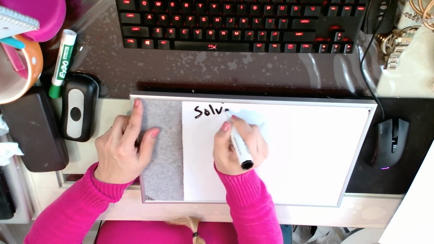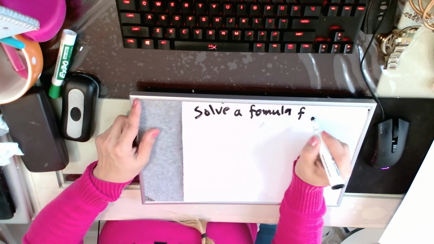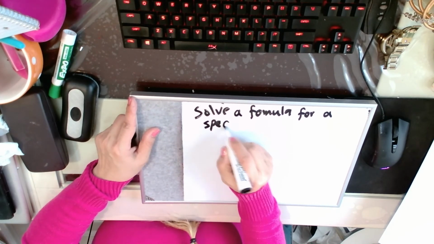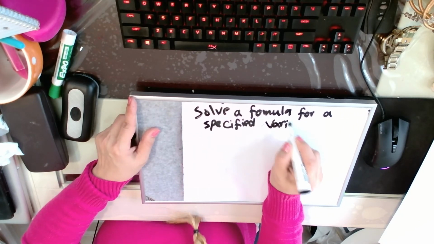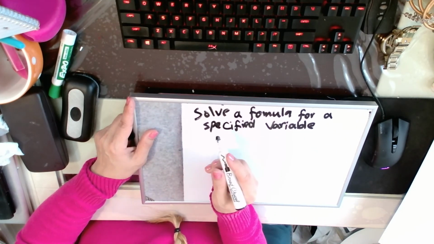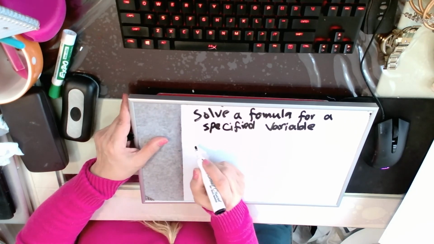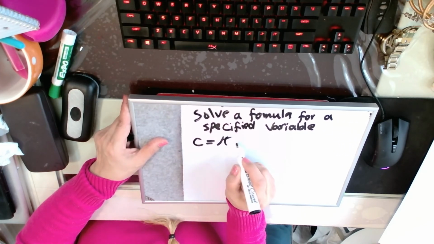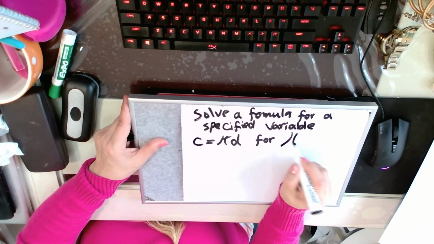Okay, solve a formula for a specified variable. So any variable, don't worry about it. It's just the same way that you solve the equation. So of course they're gonna give you the formula. The formula is C equals pi d. So solve for pi, or rather, solve for d.